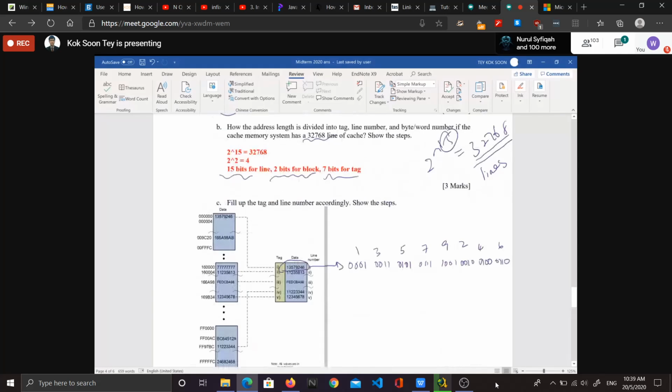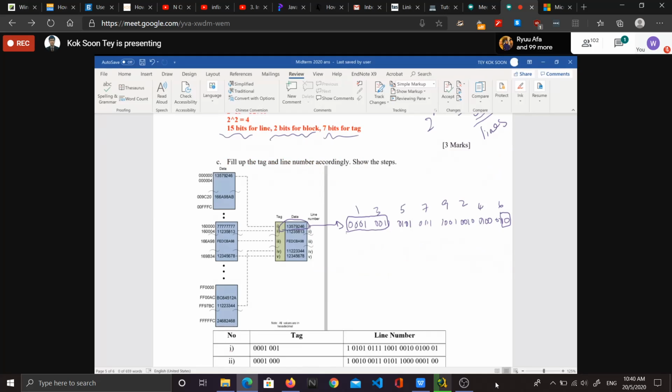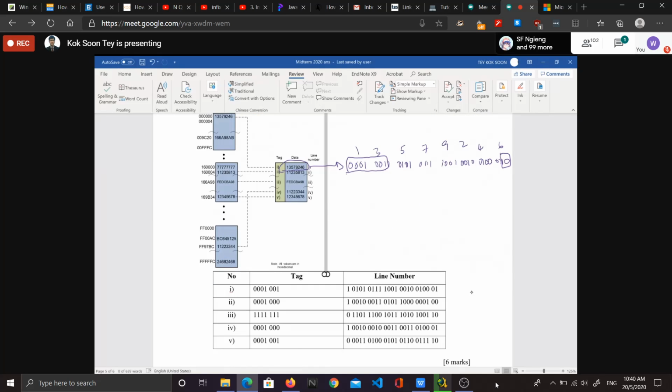Okay, 2 bits is for blocks, so this last 2 bits is for blocks. Then 7 bits is for tag. This 7 bits is for tag. So that's why your tag should be 001001. This is your tag, same as this one. Then from here to here is your line numbers.